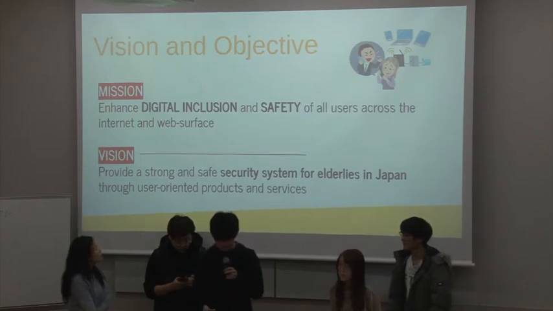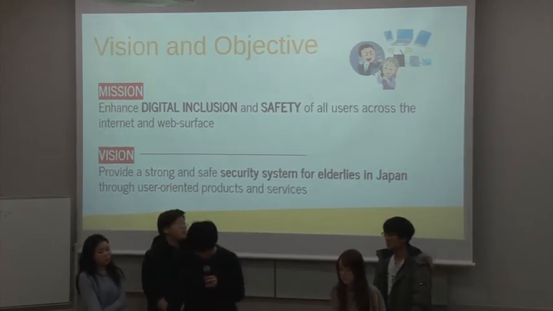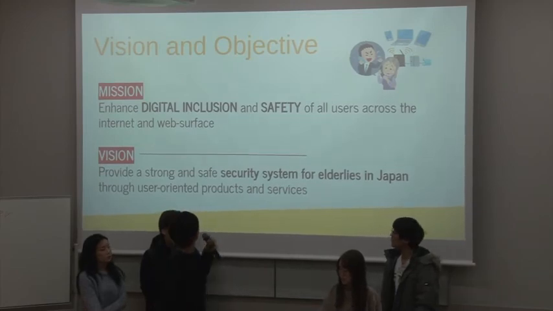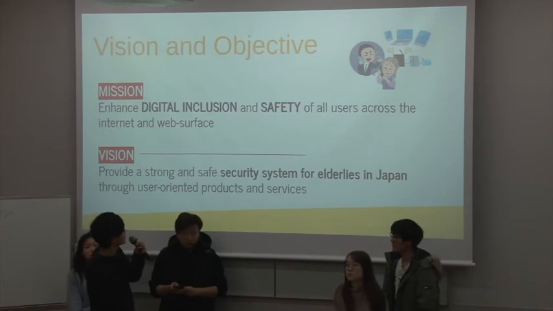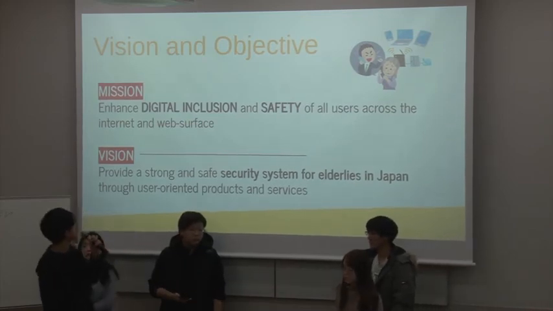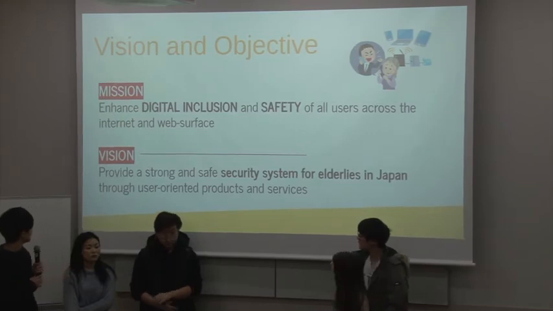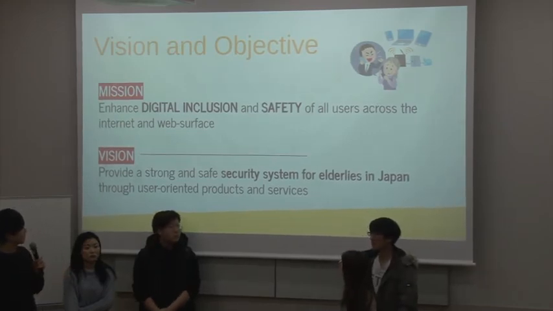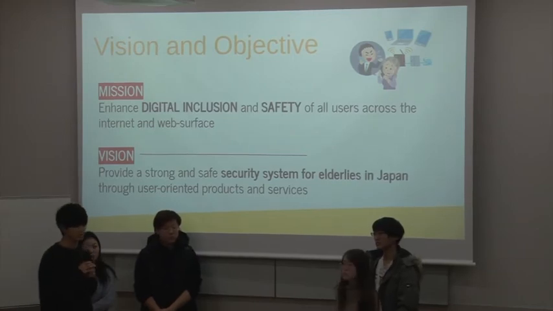Hi, so we created a business proposal making a smart AI targeting the elderly group in Japan. And our mission, as written on the slide, is enhancing the digital inclusion and safety of all users across the internet and web surface. And also our vision is to provide a strong and safe security system for elderly in Japan through user-oriented products and services.